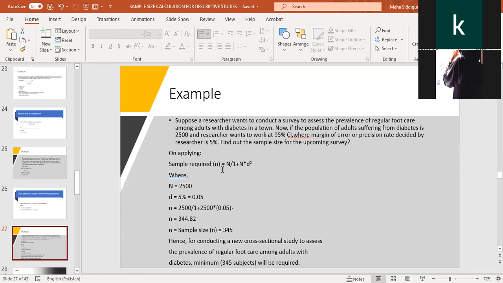So as we have discussed earlier that this formula is required for this population, then applying all these values, here we see that N is 2,500, precision is 5% or 0.05. So applying all these values in this formula, we get the sample size of 345. Hence, for conducting a new cross-sectional study to assess the prevalence of regular foot care among adults with diabetes, minimum 345 subjects will be required.